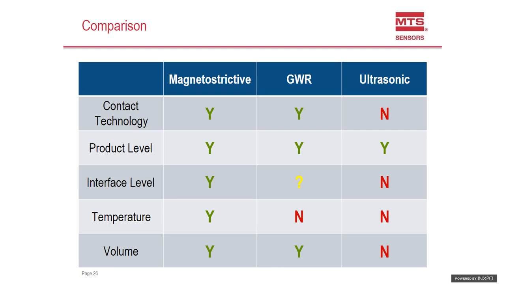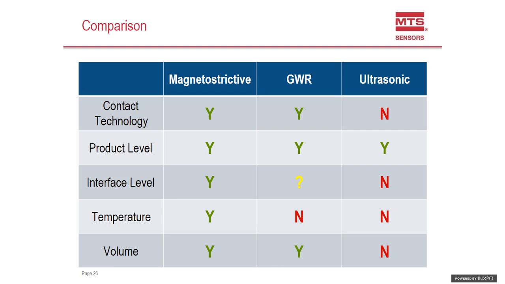So quick comparison here. So you have the three different technologies, magnetostrictive, guided wave radar, and ultrasonic. So the guided wave and the magnetostrictive are contact technologies, whereas the ultrasonic is not. All three can provide a product level. The interface level, the ultrasonic cannot do this. The magnetostrictive can, and the guided wave radar can, as long as you meet the right conditions. And then for temperature, the magnetostrictive can provide temperature, whereas the other two technologies cannot.